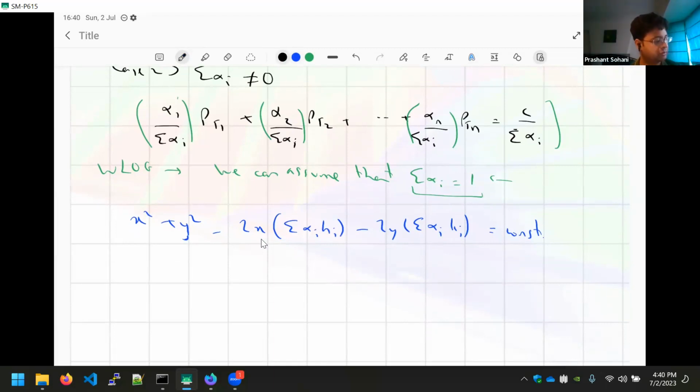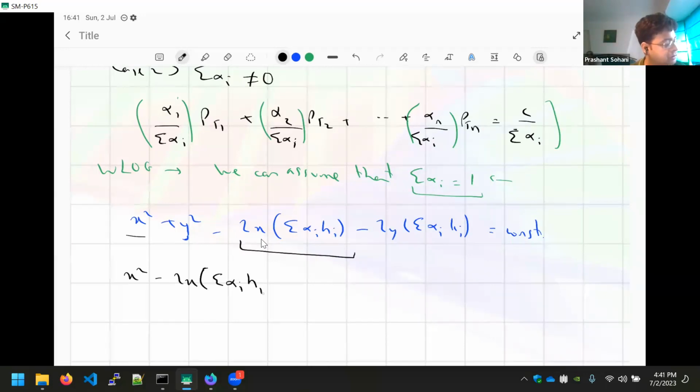So to rephrase this equation as the equation of a circle, because traditionally we are familiar with the equation of circle as x minus something square plus y minus something square is equal to something like radius constant square. So how do we regroup this expression to make it look like that? So you see we can do something like completing the square. If I take the x square terms separately, then what term I need to add to make it a perfect square? So I can write it as x square minus 2x times this term sigma alpha I hi, plus the square of this.